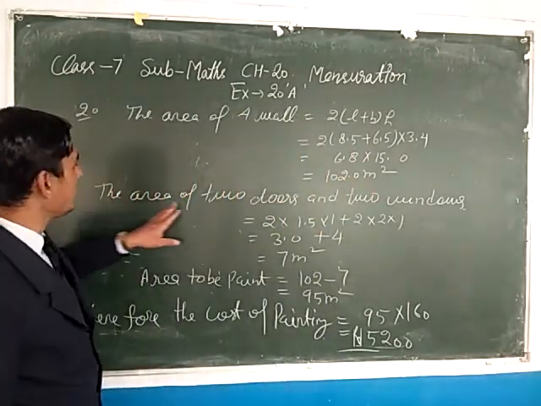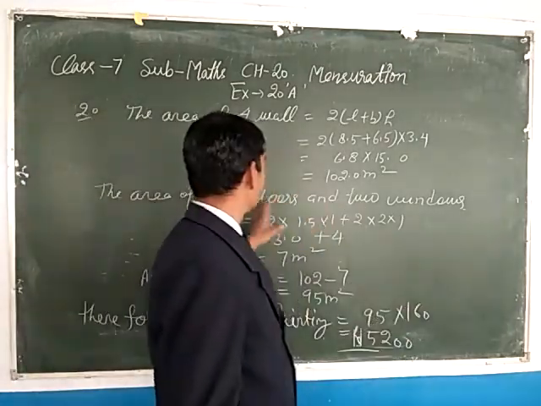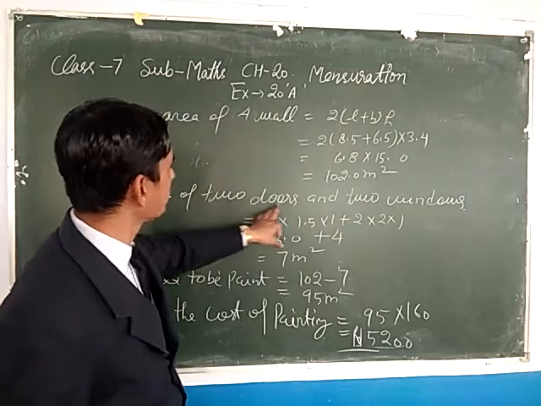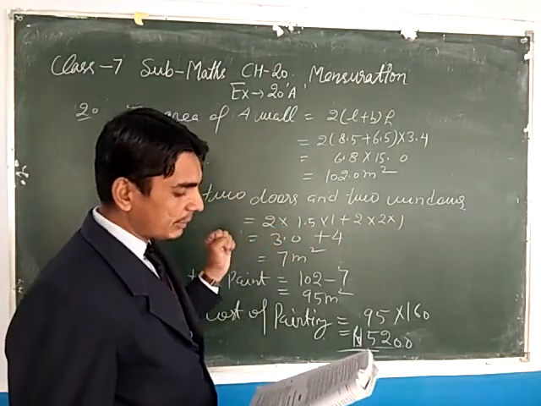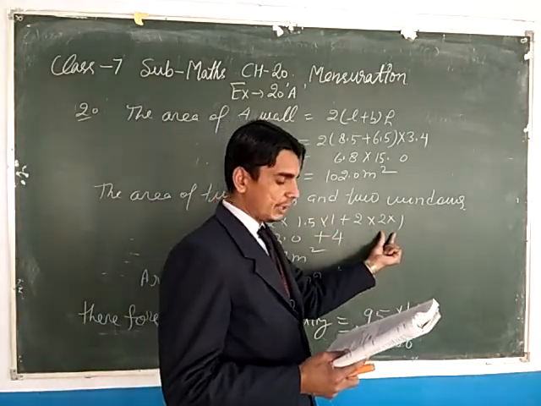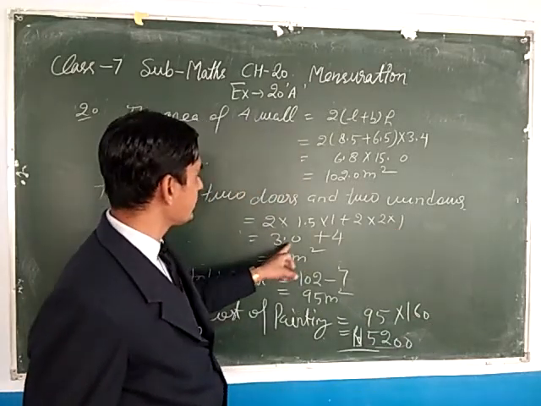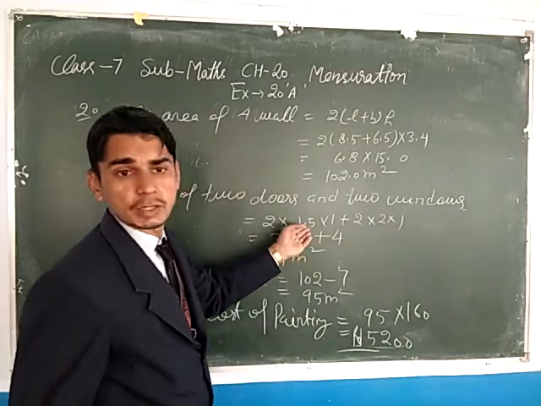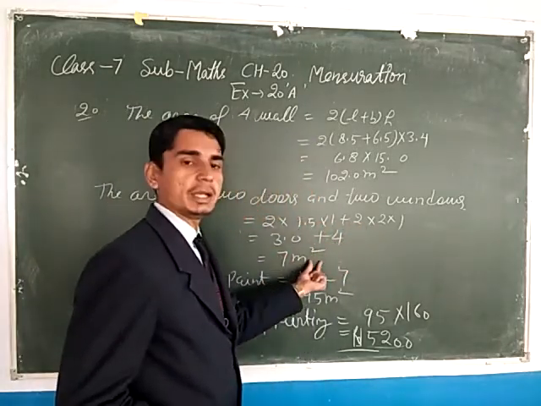Now the area of 2 doors and 2 windows, because 2 doors and 2 windows are given. We find it for both. For the doors, length and breadth are given as 1.5 meter and 1, and for the windows 2 by 1. So we get 3.0, because there is one digit after the point, and here 2 times 2 is 4. Adding, we get 7 meter square.